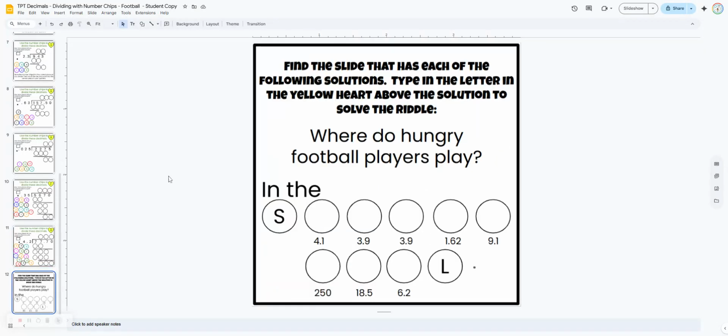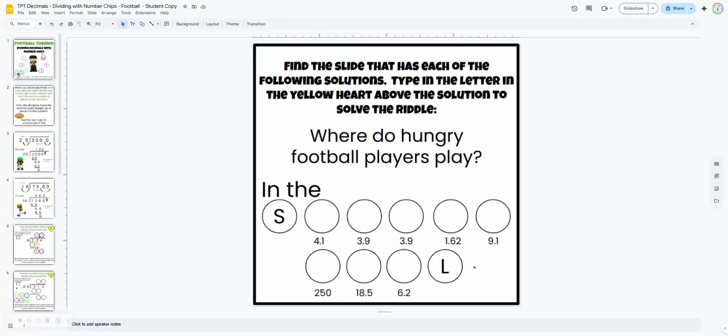Now when they get to slide 12, here are all the answers they should have from the previous slides. They're going to go back through, find the problems that have these answers or these quotients, and they're going to match it with the letter in the yellow heart. And they're going to type that letter here. If they've done these problems correctly, they will solve the riddle, where do hungry football players play?